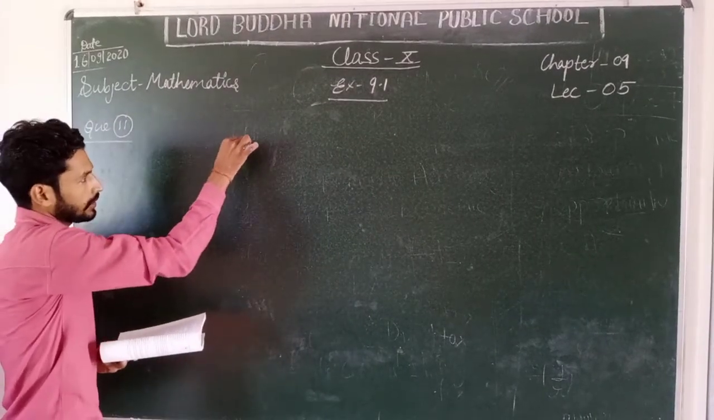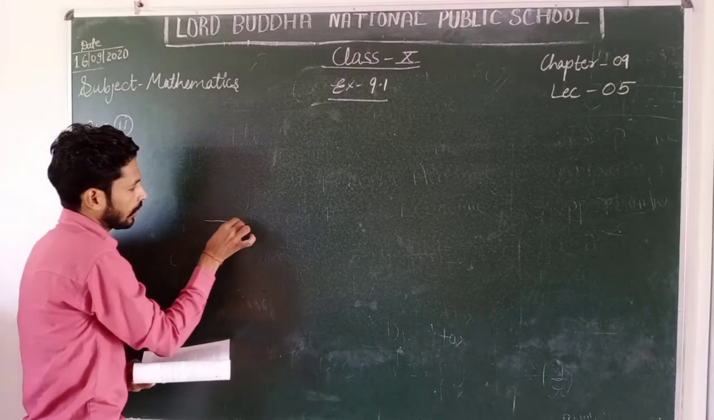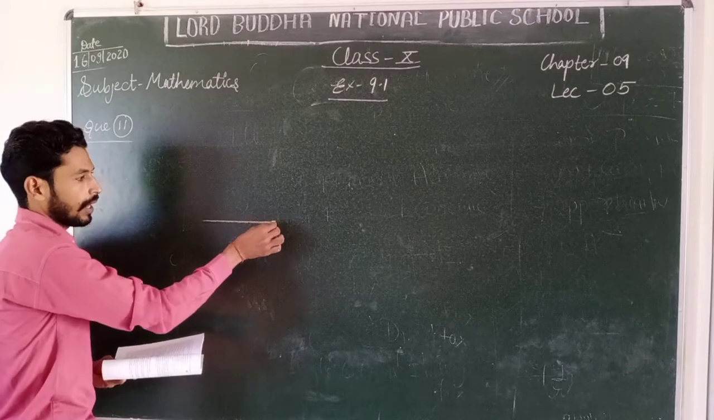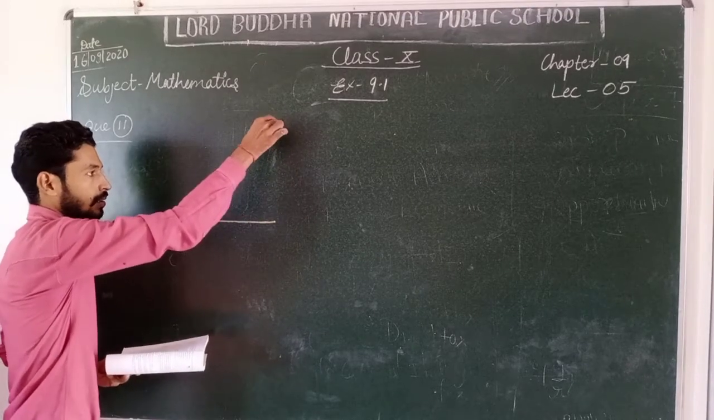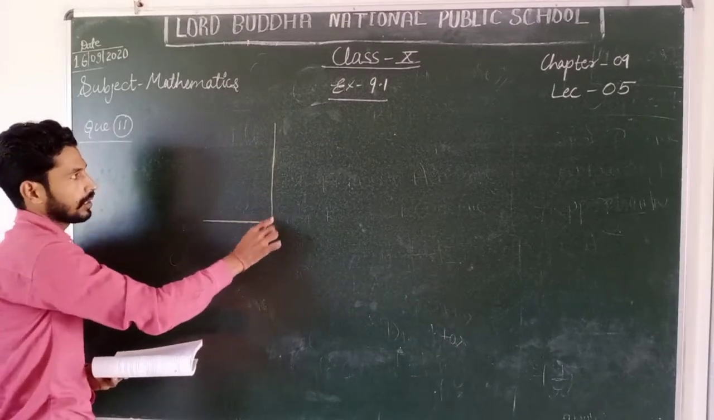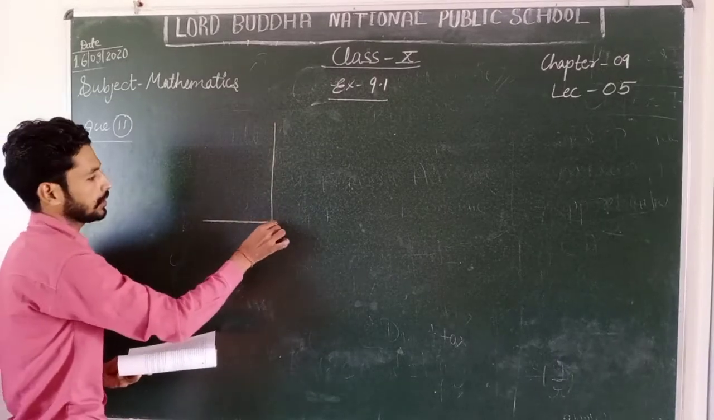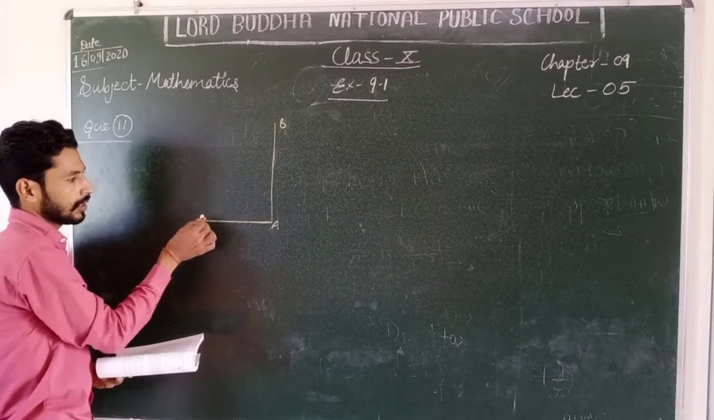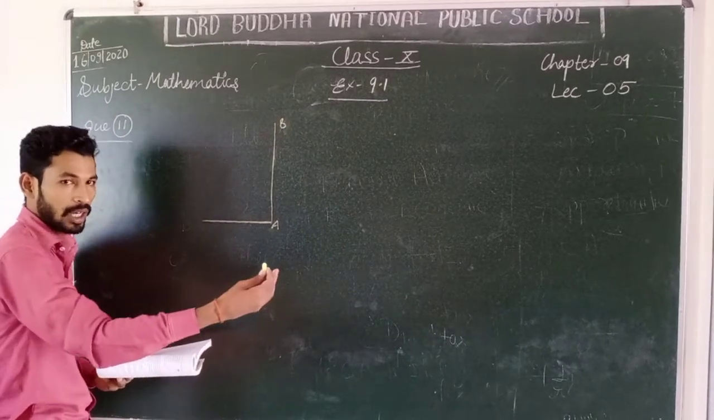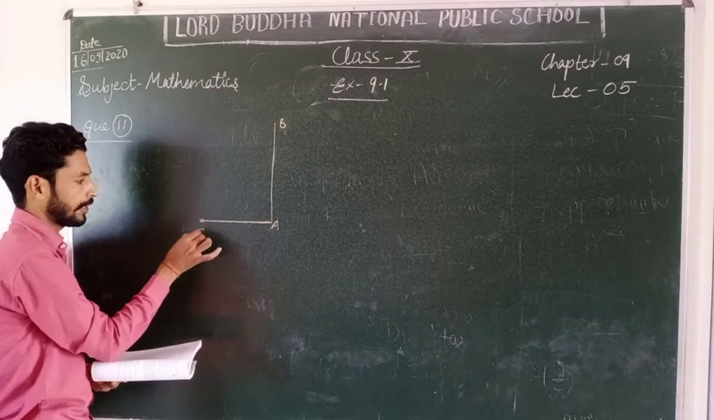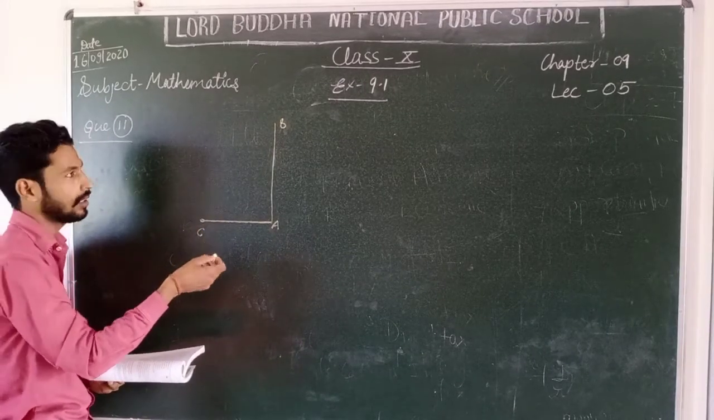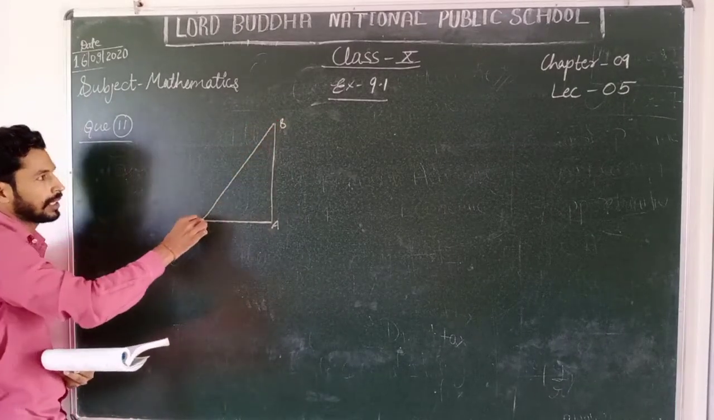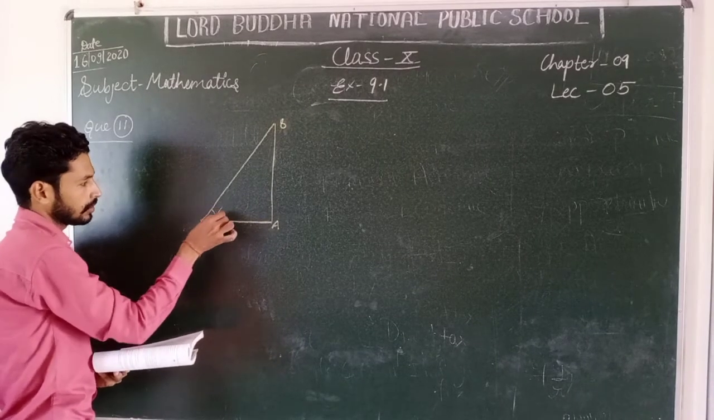The question says that there is a canal. Suppose that this is the width of the canal, and on the bank of this canal a TV tower stands. Suppose that AB is the TV tower, and from another bank of this canal, suppose that point C, that is the second bank of this canal, from this point the angle of elevation of the top of the TV tower is 60 degrees.